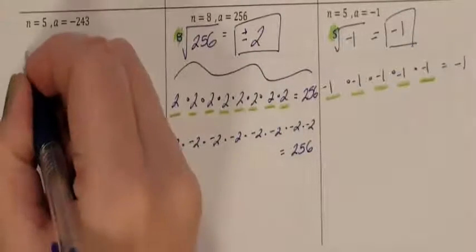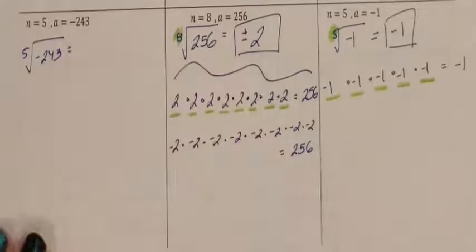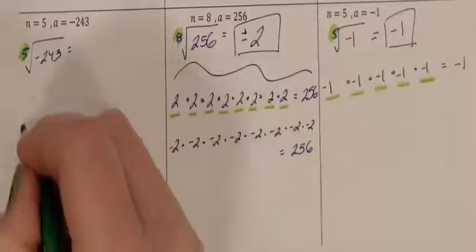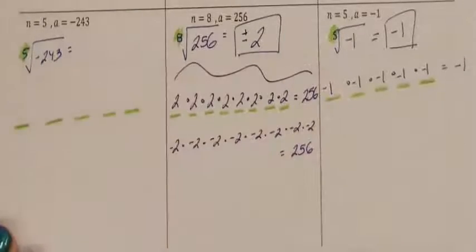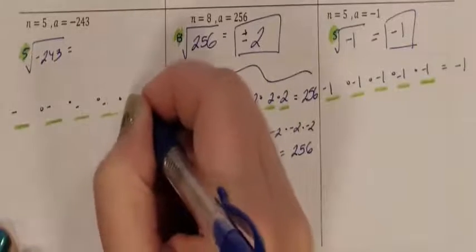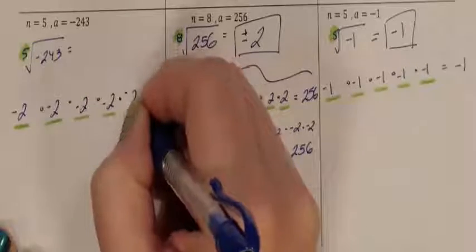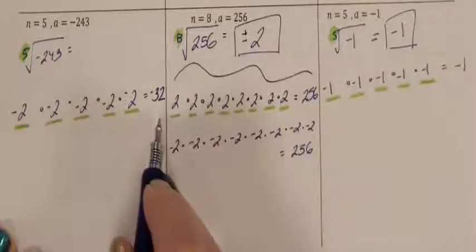Last problem, we're looking for the fifth root of -243. The root is a 5, which means I'm multiplying it together 5 times. So 1, 2, 3, 4, 5. Because the inside number is a negative, I know the number I choose has to be negative. And I'm going to go ahead and start at the smallest number of 2. So I'm going to test the number negative 2. This is a negative 32. It's too small.